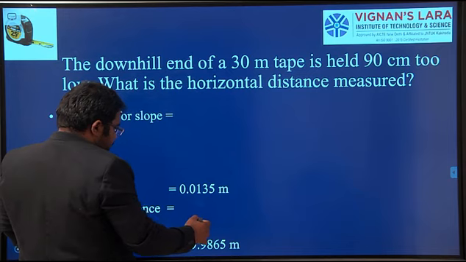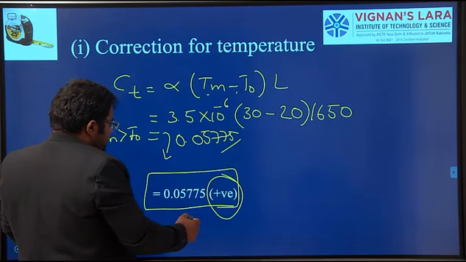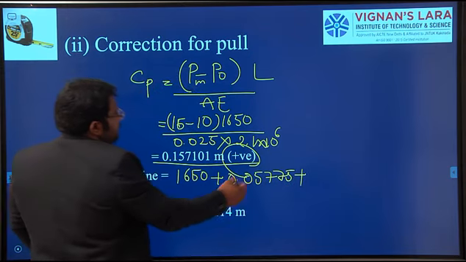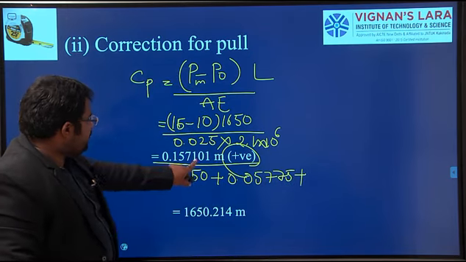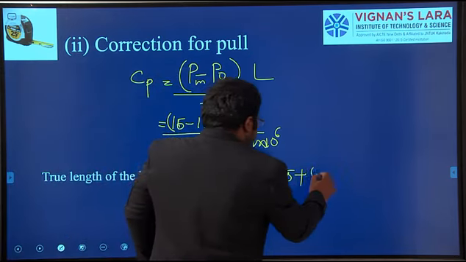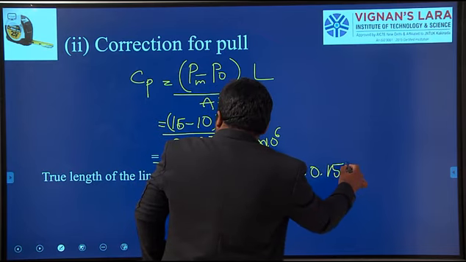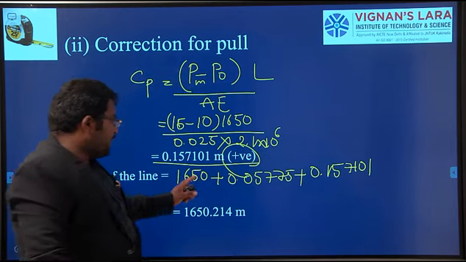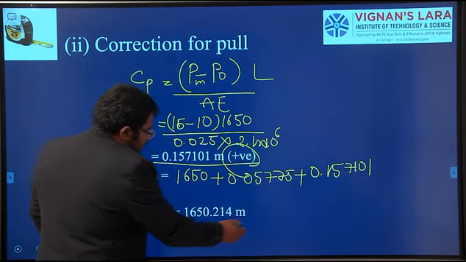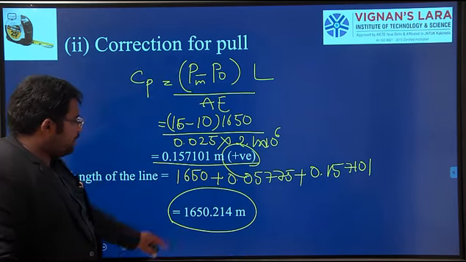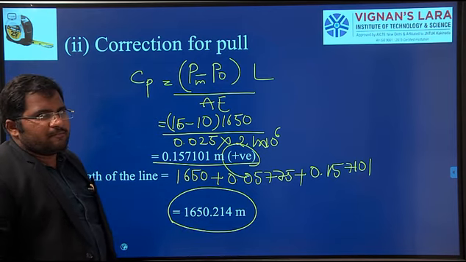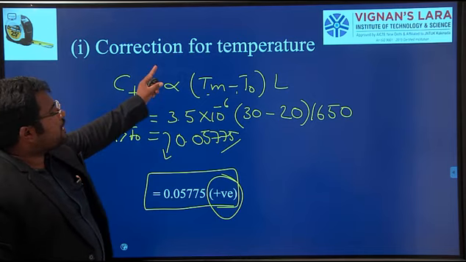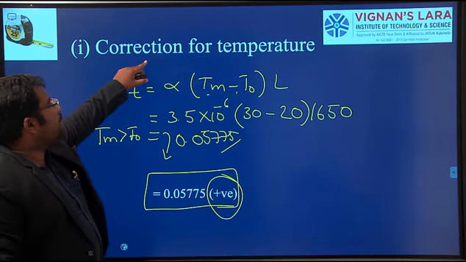what is the value here? 0.05775. This is the correction for temperature. Then what is the value for pull? It is 0.157101. By adding all these values, we are going to get finally 1650.214 meters. First of all, you can substitute values for correction for temperature.